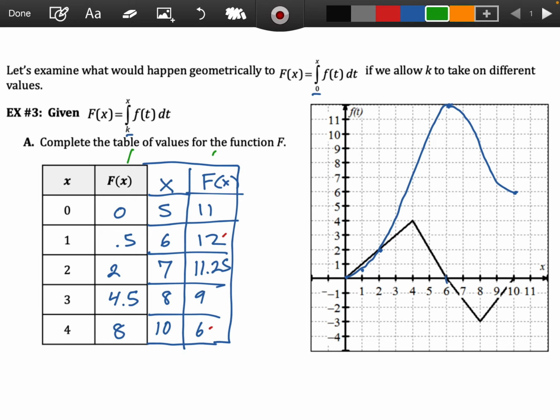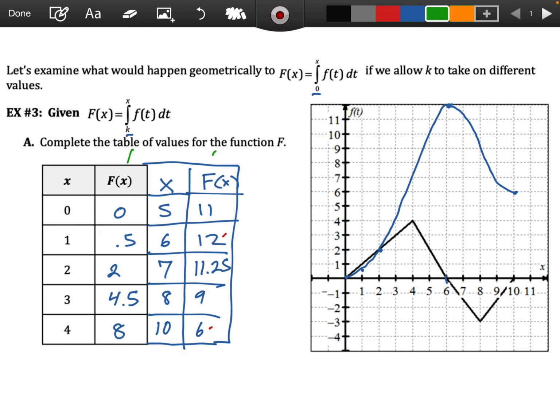So we did that, and then you guys answered questions A through I, and it was just talking about where's the zero of capital F, what is the total change, what's the maximum value, and where does it occur, and so forth, right? What's the range?